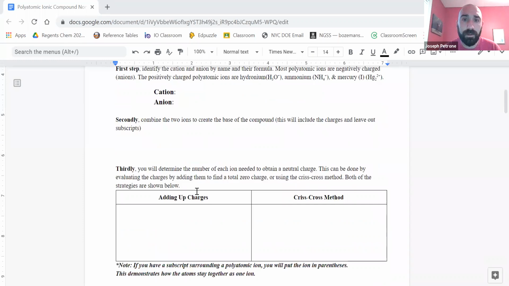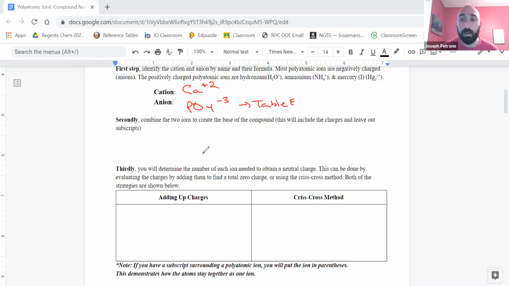Okay, so the second step is to combine these two ions to create the base of the compound. So this is going to include our charges, but leave out the subscripts. Those subscripts are the numbers on the bottom. So we're not worrying about those right now. So just to remind ourselves, our cation was calcium +2, and our anion was phosphate, PO4, with a -3 charge. This is from our table E.